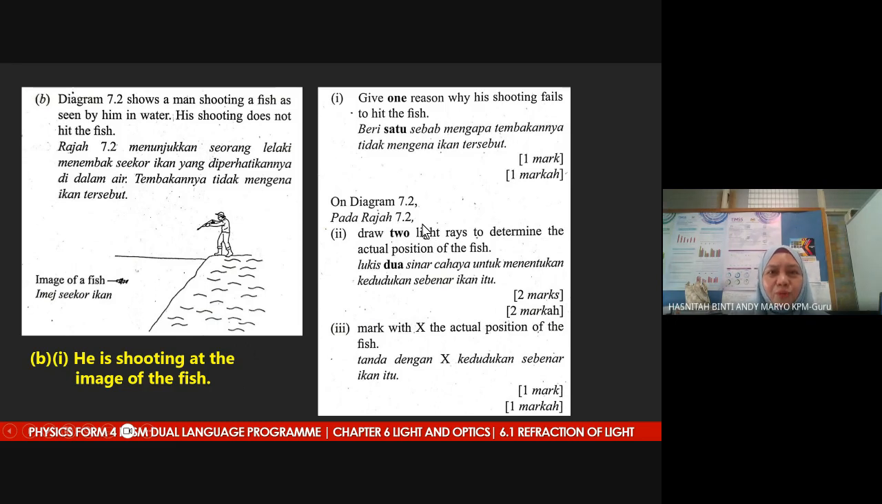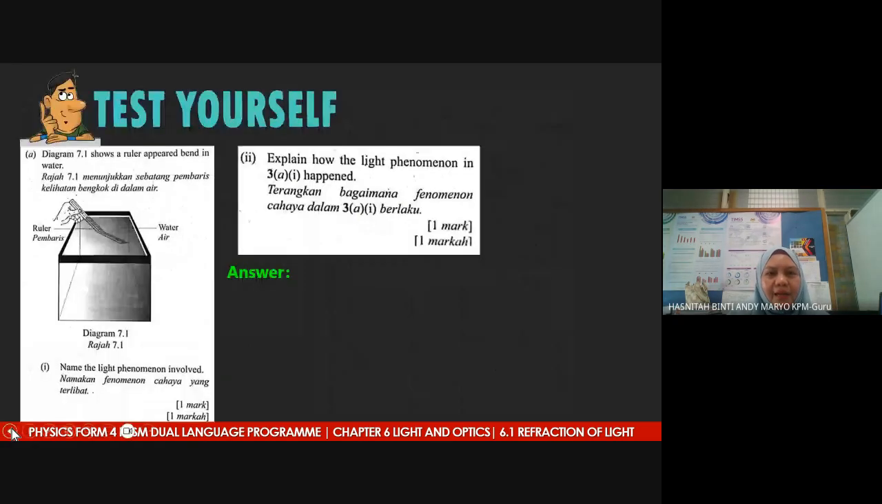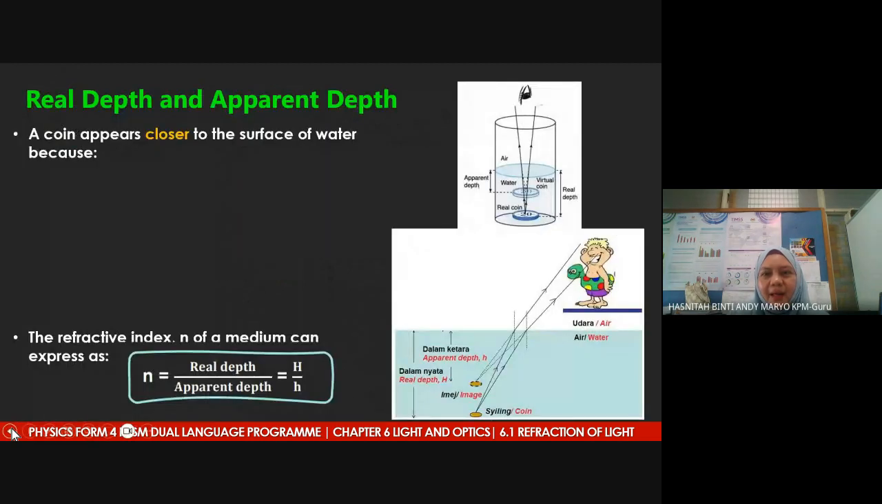Question 7.2 B2. Draw two light rays to determine the actual position of the fish. So you can take your pencil and ruler and draw where the actual fish is. Mark with X the actual position of the fish. So you can refer to the diagram earlier, this one, okay, to draw the actual position of the fish.